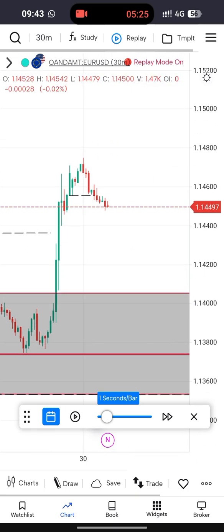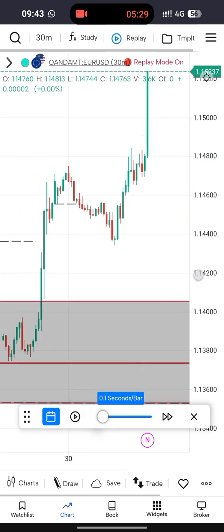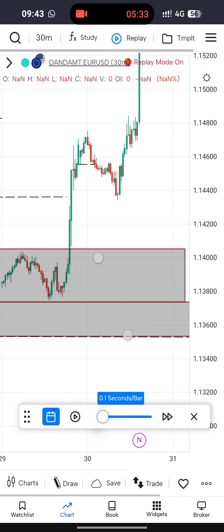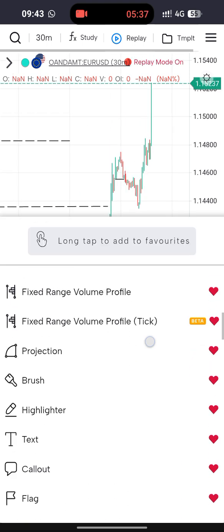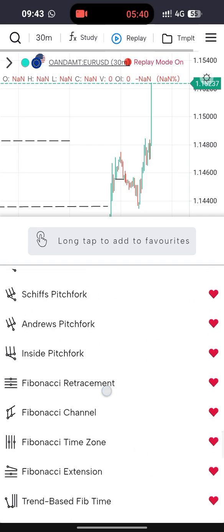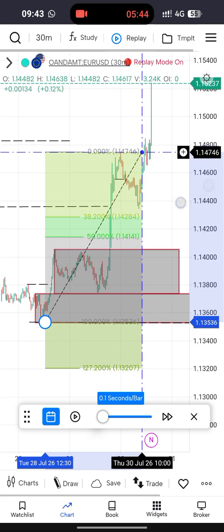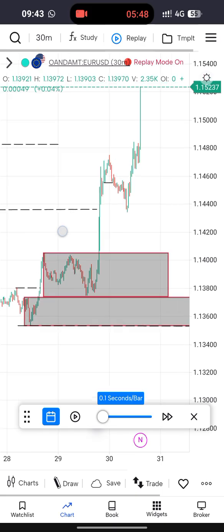So let's see what the price does. Okay, now as you can see, price didn't come down too deep into our zone. It just continued making higher highs. Now let me check with my Fibonacci if it came into discount or shallow retracement. See, it didn't touch anything. It just started buying.